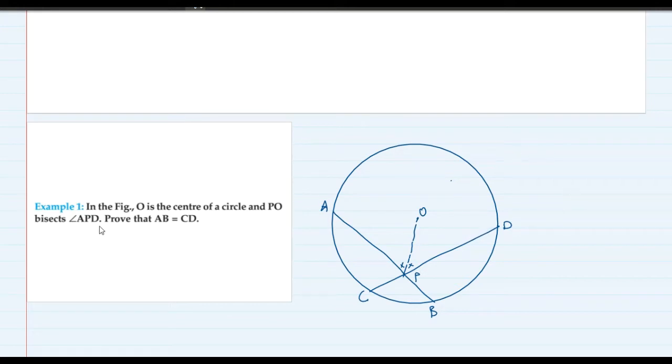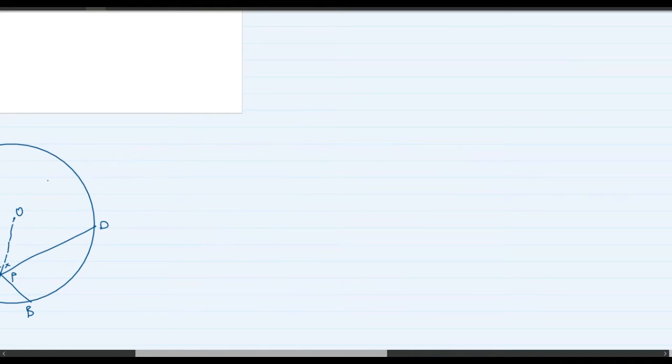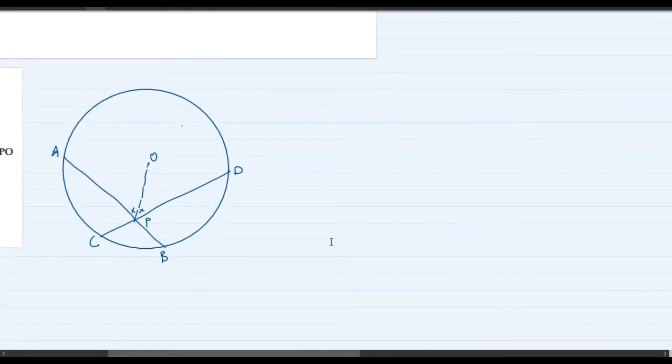Okay, there is no need to write given, because it is already known from the figure what is given. Prove that also we know. I'll just write construction. Construction is draw OX perpendicular to AB and draw OY perpendicular to CD. OX perpendicular to AB, OY perpendicular to CD. Let me show you.